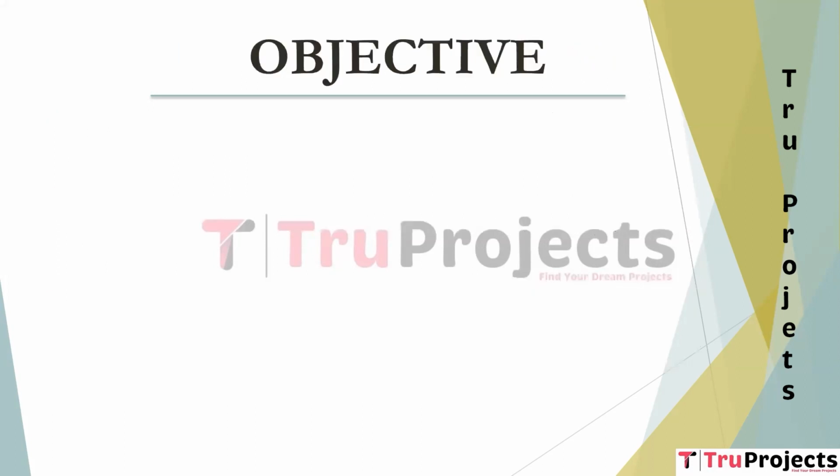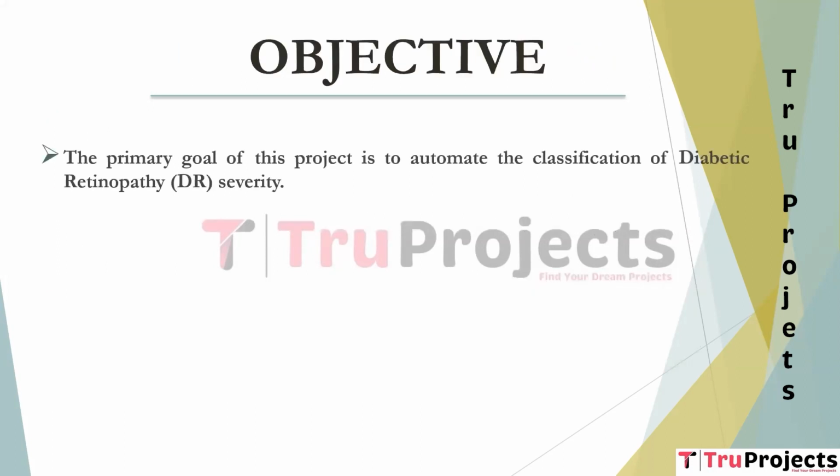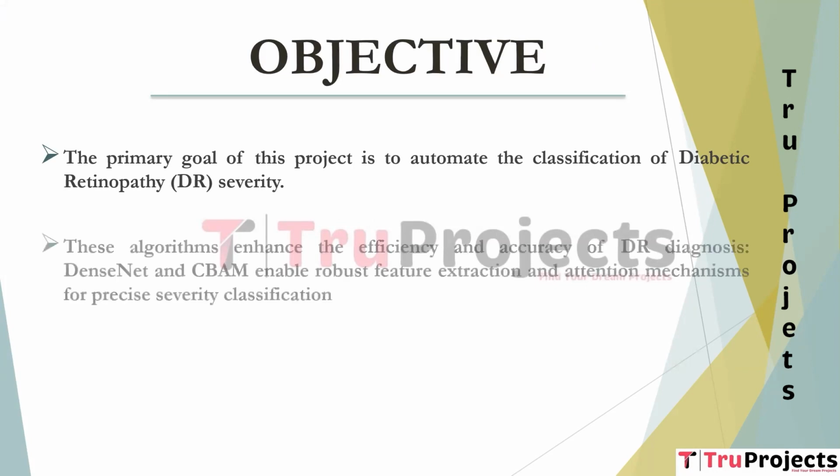Coming to the objective, the primary goal of this project is to develop an automated system that can classify the severity of diabetic retinopathy using advanced machine learning models, specifically DenseNet and CBAM. These algorithms can enhance the efficiency and accuracy of DR diagnosis. DenseNet and CBAM enable robust feature extraction and attention mechanisms for precise severity classification. MobileNet, if proven effective, can offer a more efficient alternative for accurate DR classification.